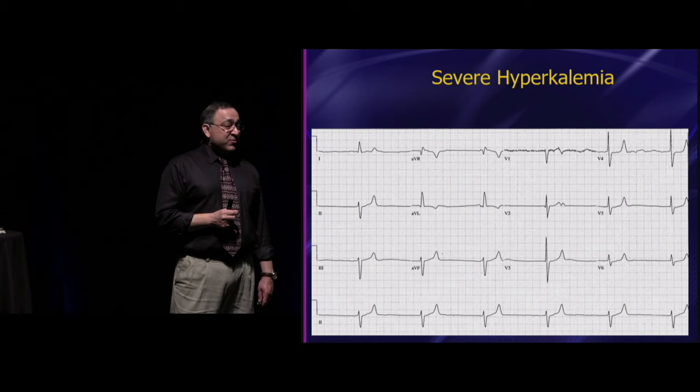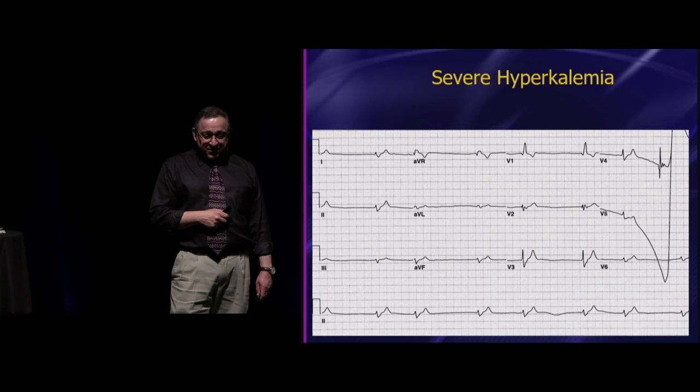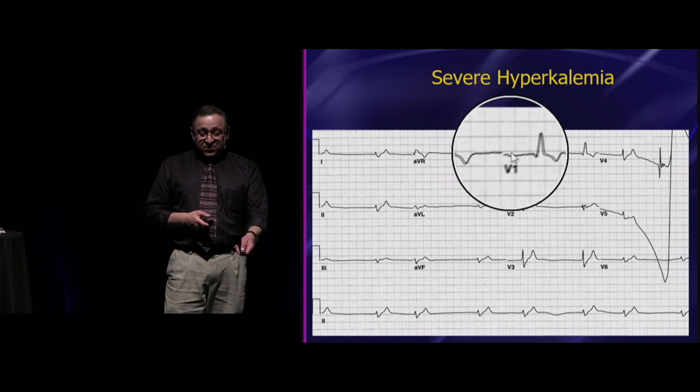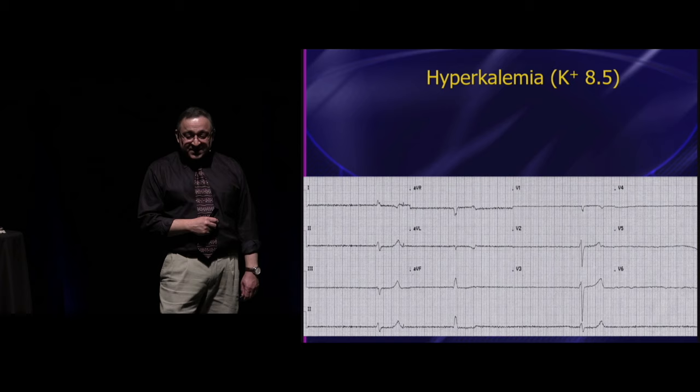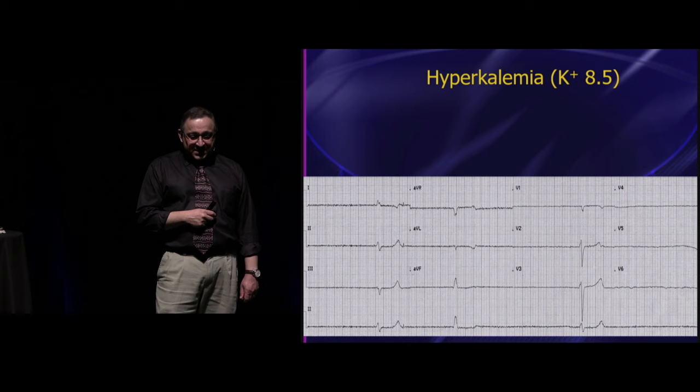Here's another one. Potassium here is in the upper sevens, and there's a new fascicular block, a new right bundle branch block pattern up there in V1. It all went away after treatment. Here's another one, potassium 8.5. Look at that rhythm, right? Show me the peaked T waves. Where are they? It's not even that wide of a QRS.